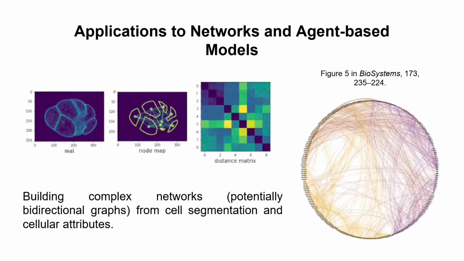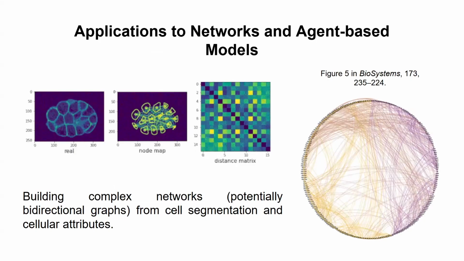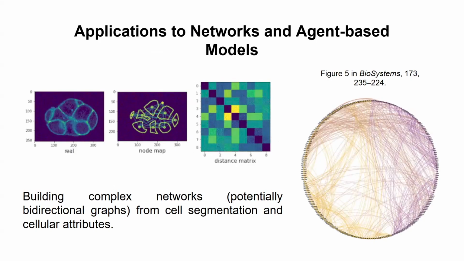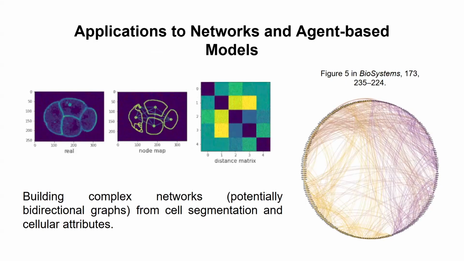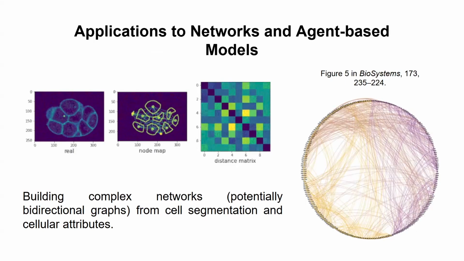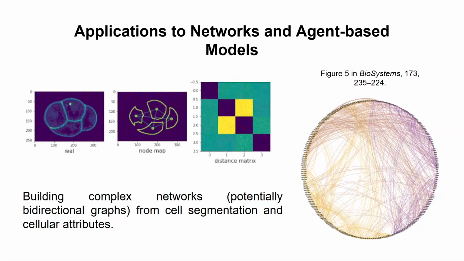And of course, we can also do other things. We can apply this to building networks and building agent-based models, which I won't get into, but basically we're simply taking the data we got from our machine learning analysis and training other models or building other models that are more informative to the biology or the biological questions that we're interested in.